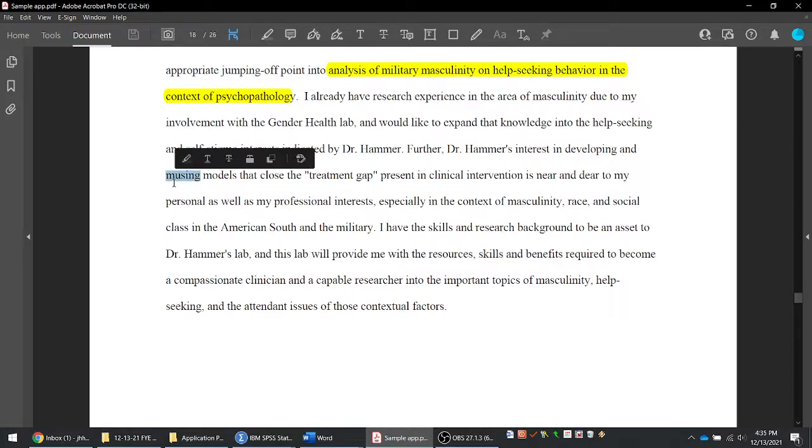The word "musing" is a word, so it wasn't caught by spell check, but it's the wrong word, right? It's an error, so catch something like that. Interest development using models that close the treatment gap.